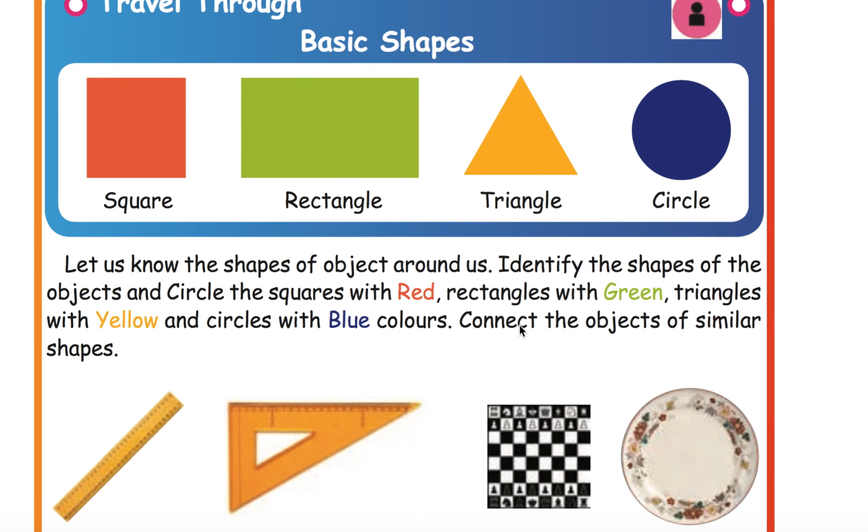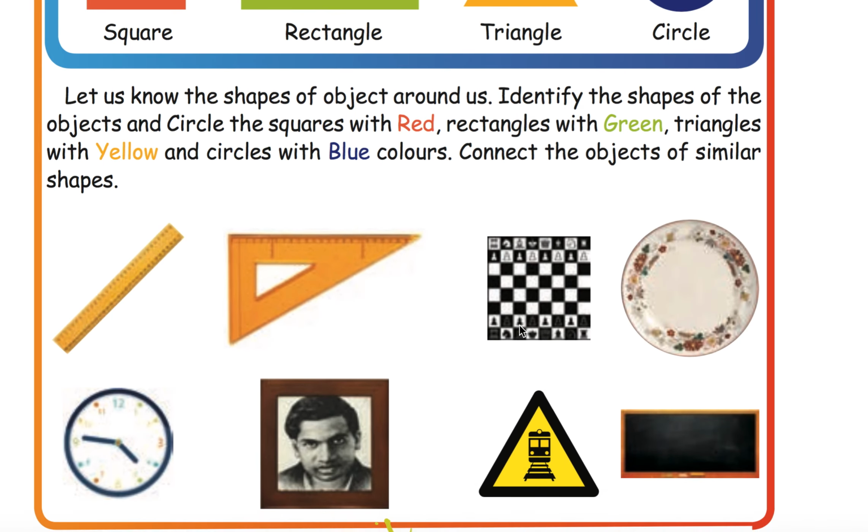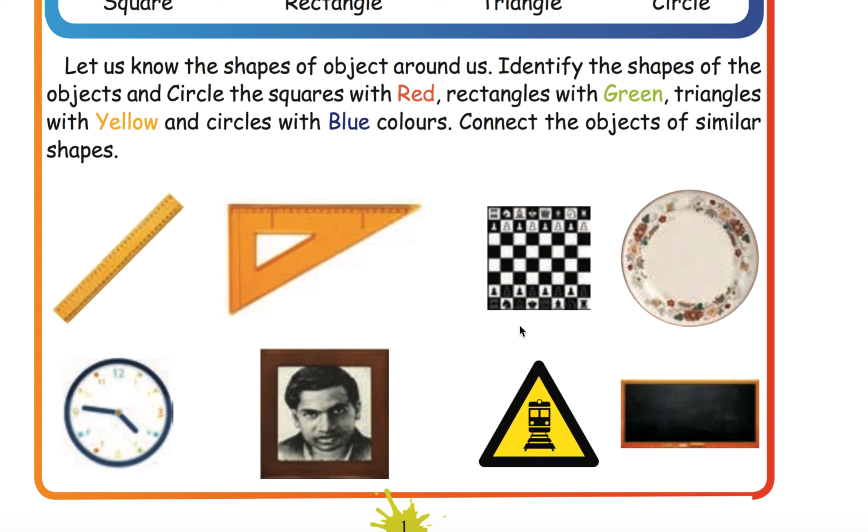Fine. Now you need to identify the shapes of the objects which are around you. For example, see the objects which are shown here, and figure out what shape they are. This one, scale, is clearly a rectangle, right? Opposite sides are equal, and length and breadth are not equal. And this one is triangle, and this one is square. Chessboard is a square, and plate is a circle, clock is also a circle.